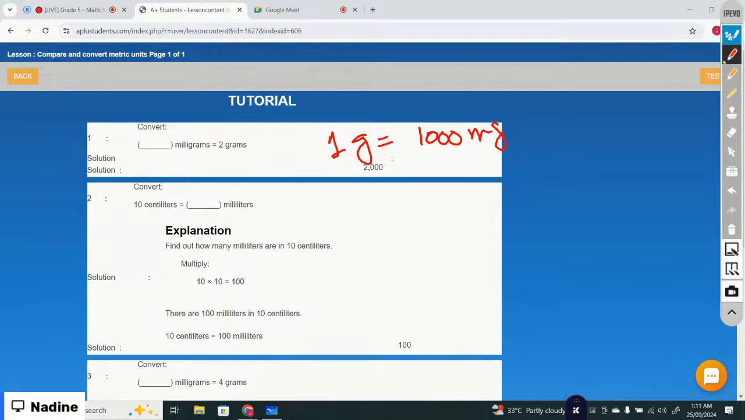Ten centiliter equal how many milliliters? 10 centiliter equal 100 milliliters, right? Because 1 centiliter equal 10 milliliters. So then 10 centiliter equal 10 times 10, that is 100 milliliters. These are the basic units. You need to keep them in your mind, right?